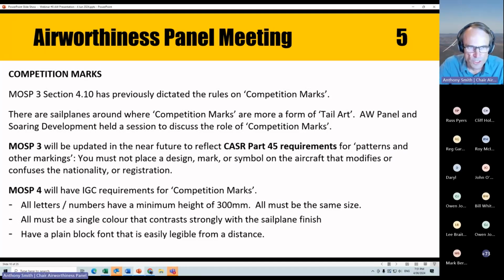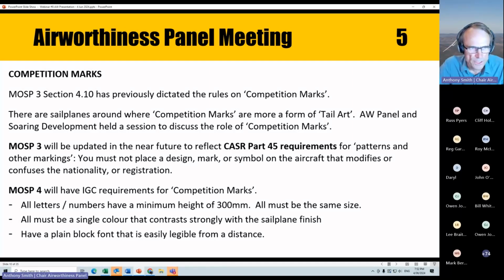MOSP 3, Section 410, has previously dictated the rules on competition marks. This got a little out of sync with the version of MOSP 3 that was approved for Part 149. I had previously given CASA an older version of MOSP 3 to approve for Part 149. Then I'd gone through and made some changes to version 9. CASA had finally got back with some comments on MOSP 3, and I did not successfully roll in all the other changes that I made into the version that was finally approved by CASA.